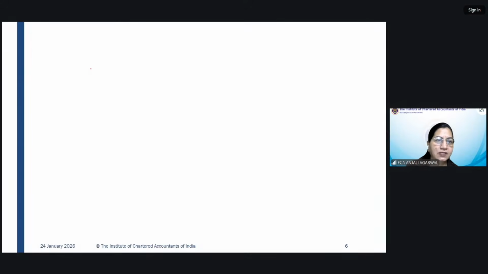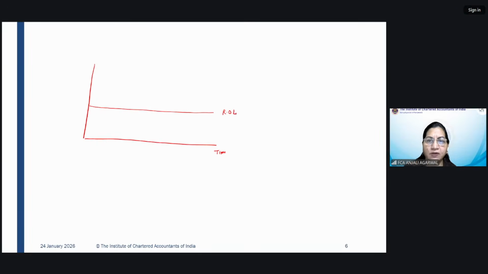How do we calculate? What is the concept of lead time? You see, on a chart, let us say time runs here, and this is your reorder level. That means you are placing order at this point of time. So when you place order at this point of time, it might take some time for you to receive this order.